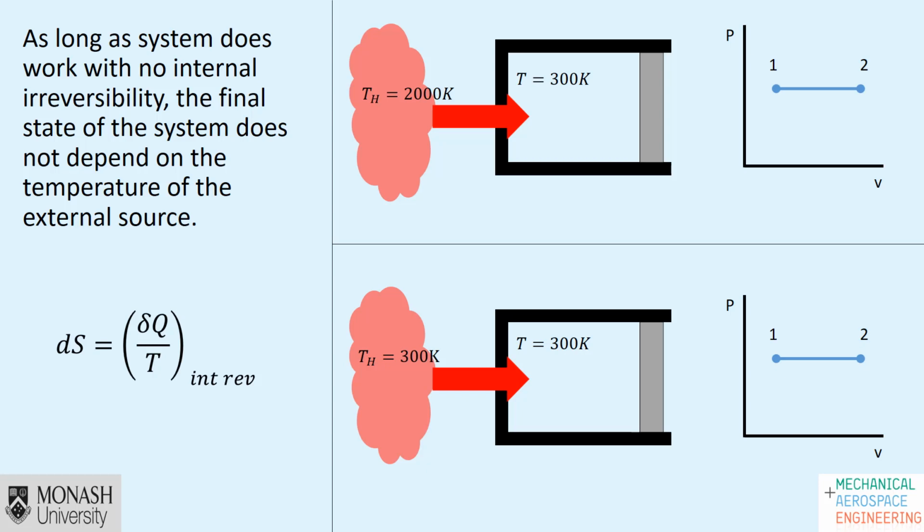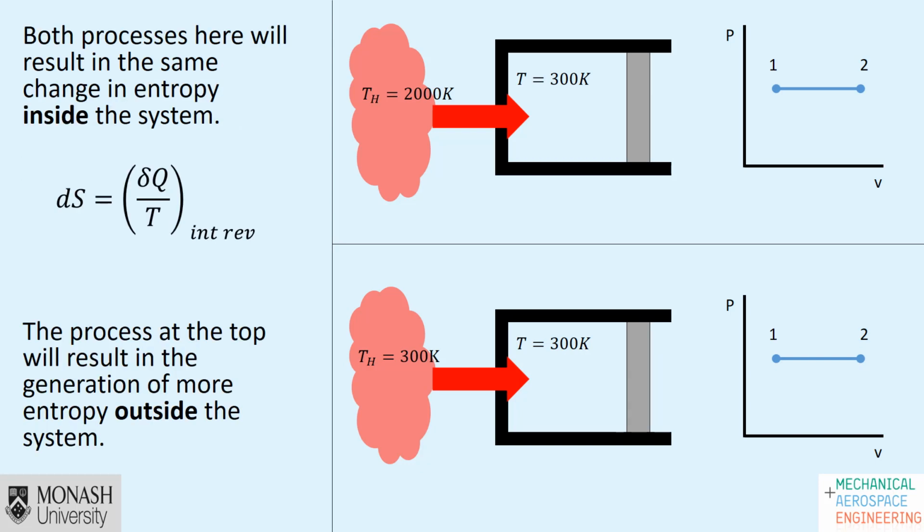The final state of the system, which includes the entropy at state 2, does not depend on the temperature of the external source. Thus, the change in the entropy can be evaluated simply from the magnitude of the heat transfer divided by the temperature at which it took place, as long as there were no irreversibilities within the system boundary. So again, to emphasize, both processes here will result in the same change in entropy inside the system. And when we write out an expression like dS is delta Q on T, our S here refers to the entropy inside the system. Just like on our PV diagram, the P that we're referring to is the pressure inside the boundary of the system, not the pressure outside the boundary.